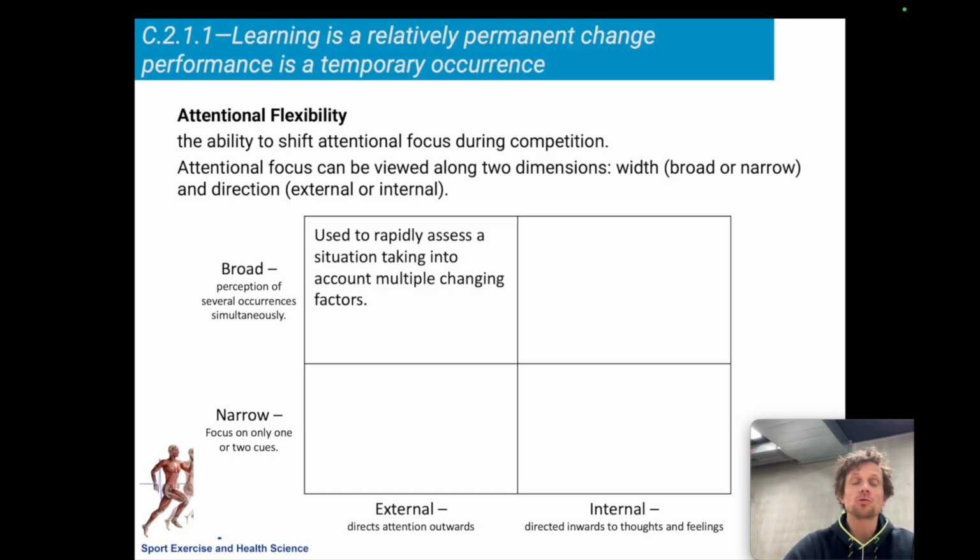First up then, a broad external focus is used to rapidly assess the situation, taking into account multiple changing factors around us. This is Lionel Messi's ability to dribble through an environment whilst at the same time maintaining control of the ball. He's able to assess the movements of different players, movements of teammates, and indeed also time his own dribbling to coincide with playing the ball through his opponent's feet as they come in to make a tackle. This is a broad external attentional focus.